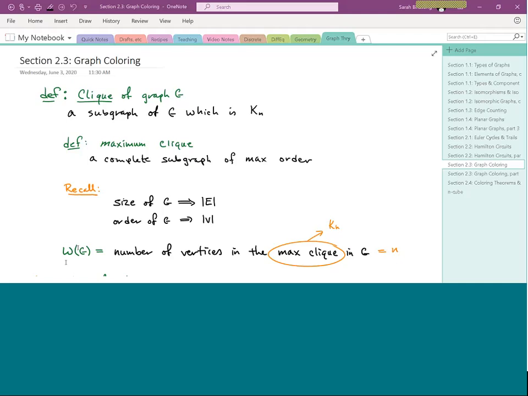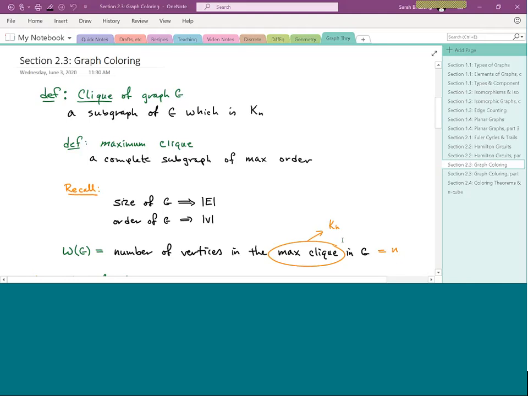Now, this guy with the little w actually counts the number of vertices in your maximum clique, sometimes referred to as your maximal clique. It's the number of vertices in that complete subgraph that has the most number of vertices. So you count up the number of vertices. For example, if this maximum clique was K3, the w here would be the 3.